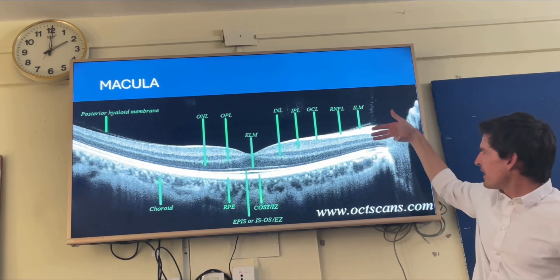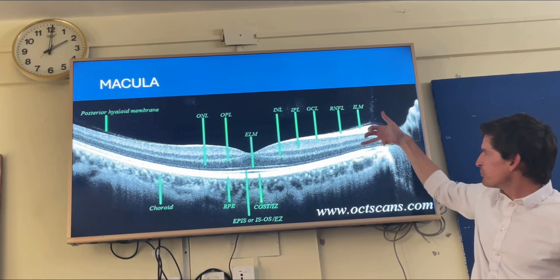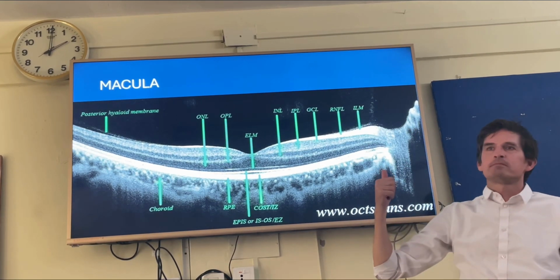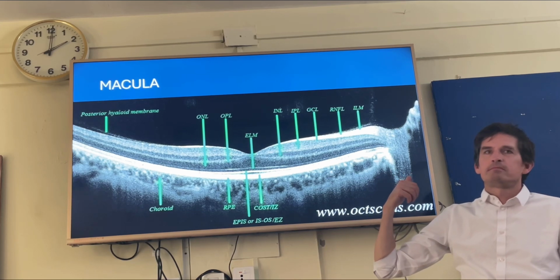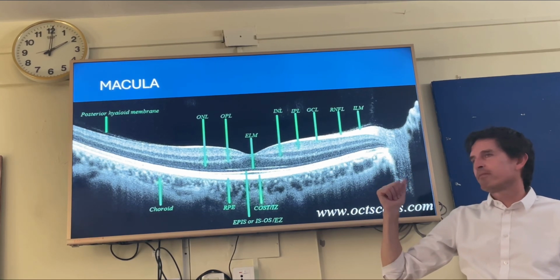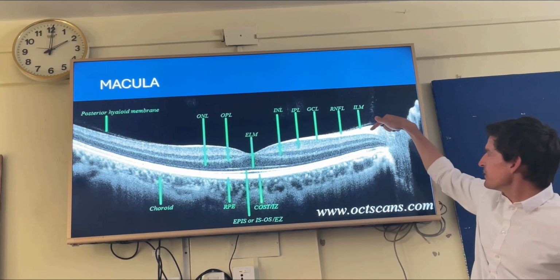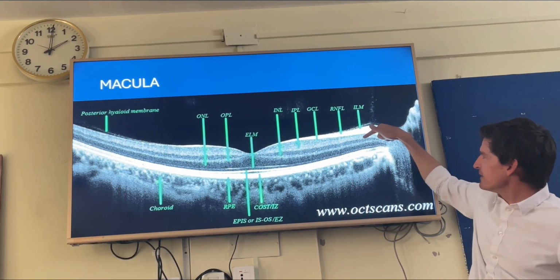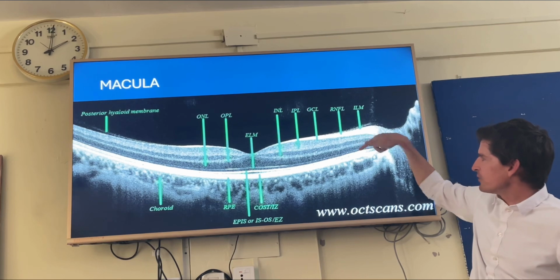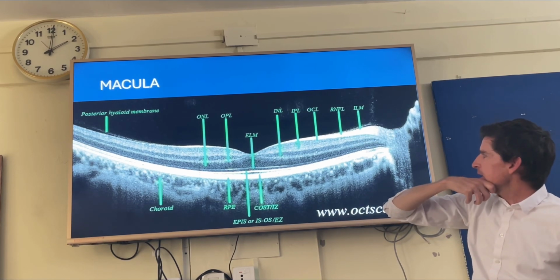And then what about the three brighter ones? What are those? Those are nerve fiber layer, inner plexiform layer, and outer plexiform layer. Exactly. And same idea. So the RNFL is the top one, and then the inner plexiform and outer plexiform layers there. Okay, good.